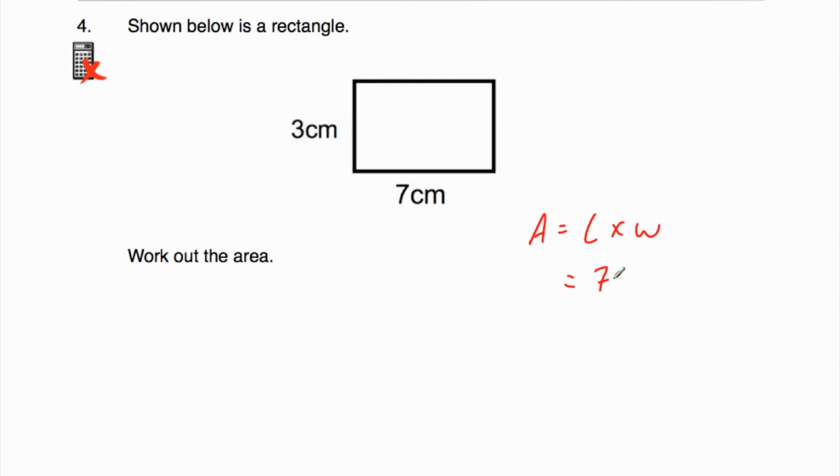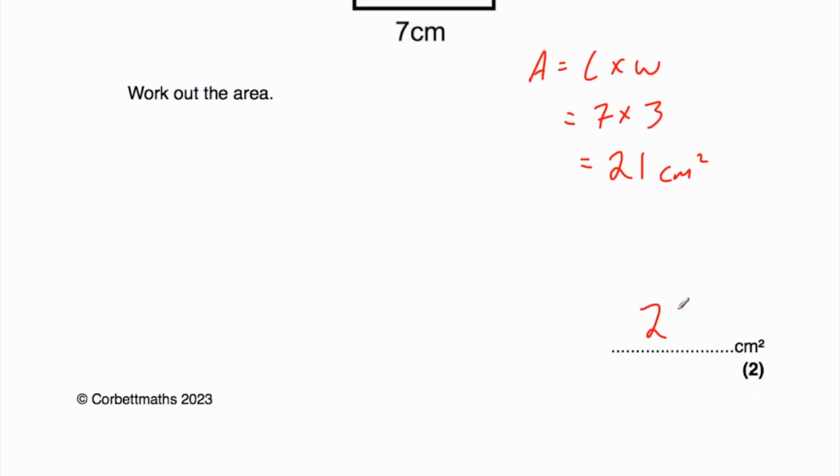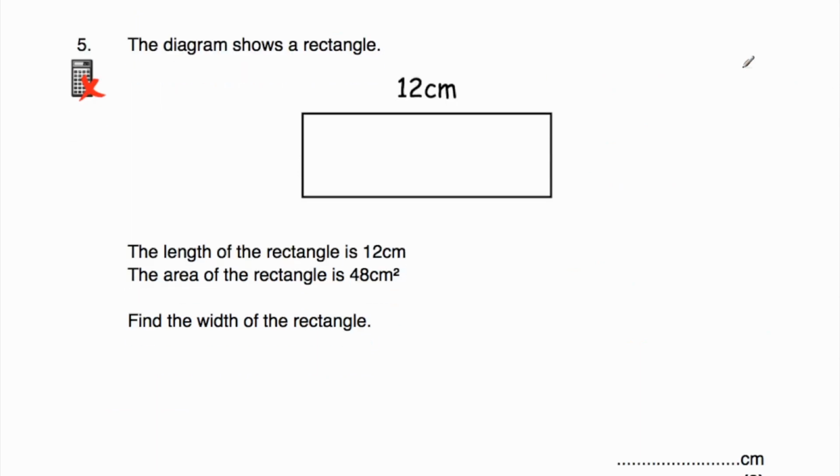So it's going to be 7 multiplied by 3. And 7 times 3 is equal to 21. So the area would be 21. And then we're dealing with centimetres here, so centimetres squared. So let's write that in the answer box, 21. Okay, our next question, question number 5. Question number 5 says, the diagram shows a rectangle.